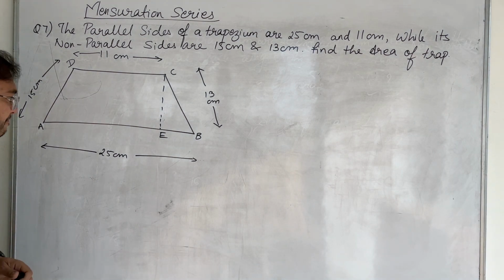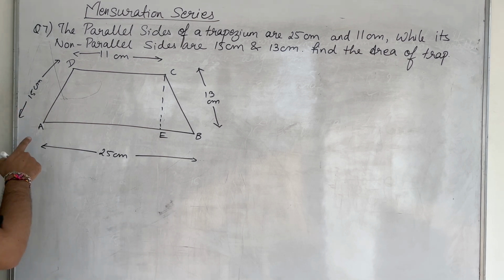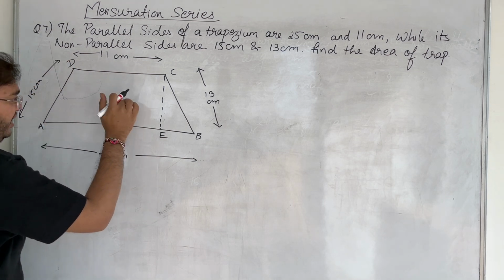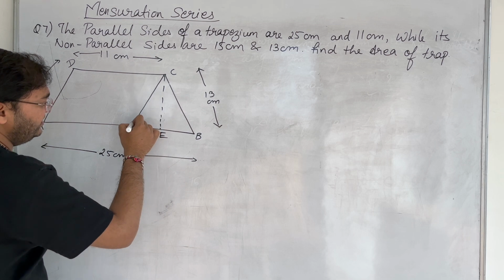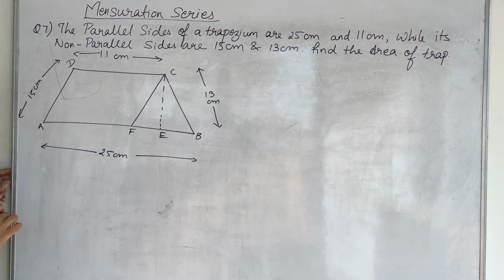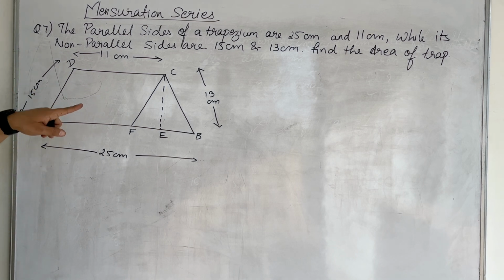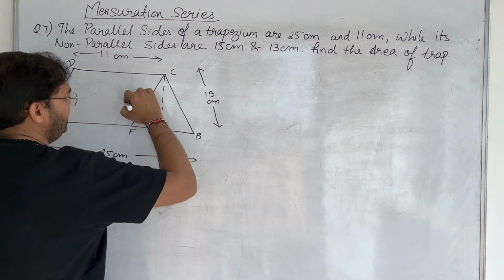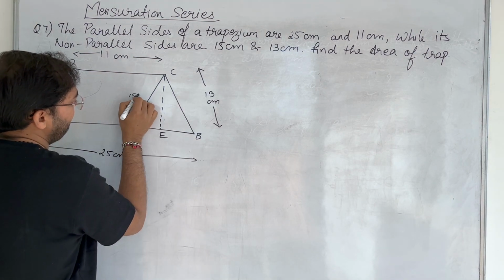Let's solve quickly. As I told you in the previous question, if height is not given, we will draw one of the parallel sides to one of the non-parallel sides, that is AD. I am going to draw the parallel side to AD and this is going to be my side, which is going to be CF. So AD and CF are parallel sides and the measurements are going to be the same, that is 15 centimeter.